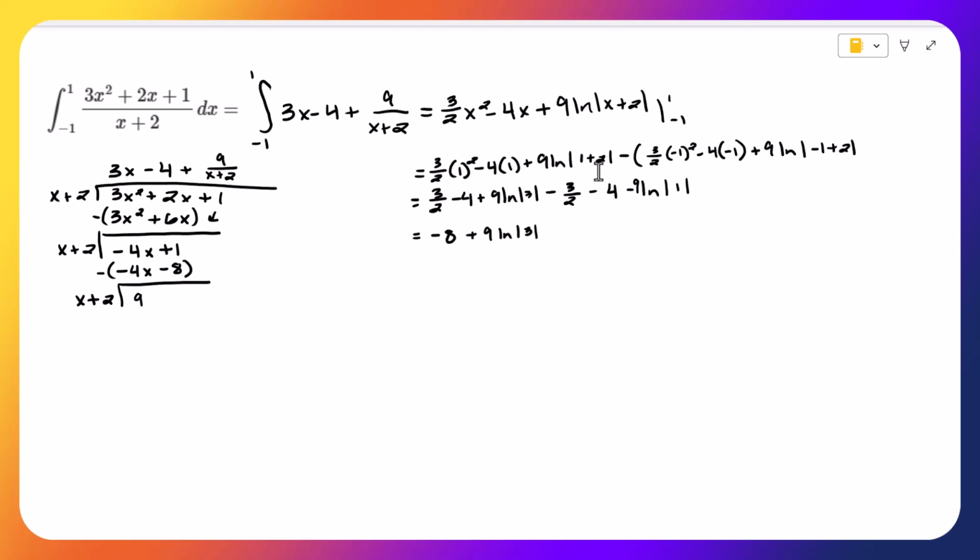So I substitute 1 in. I substitute, oh, I'm missing a parenthesis. I knew something looked weird there, but I couldn't see what it was, but now I do see, missing a parenthesis. Negative 1 here. And this is just the quick simplification, and then 3 halves minus 3 halves goes to 0. Negative 4 minus 4 is negative 8. 9 ln of 3. Ln of 1 is 0, so this whole thing goes to 0 as well, and boom. Here's our answer.